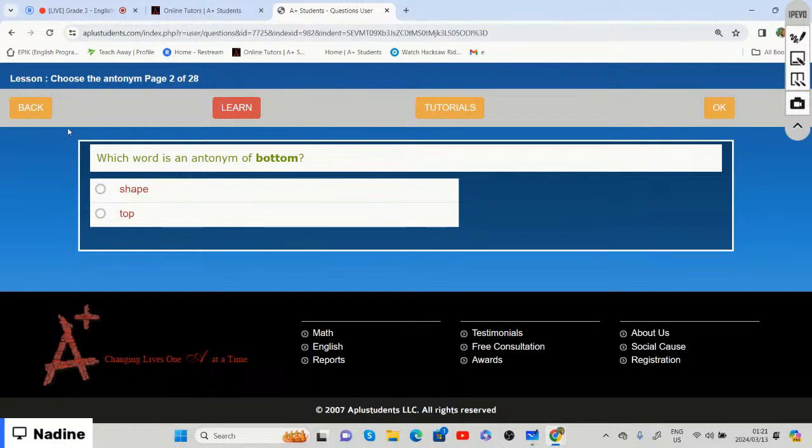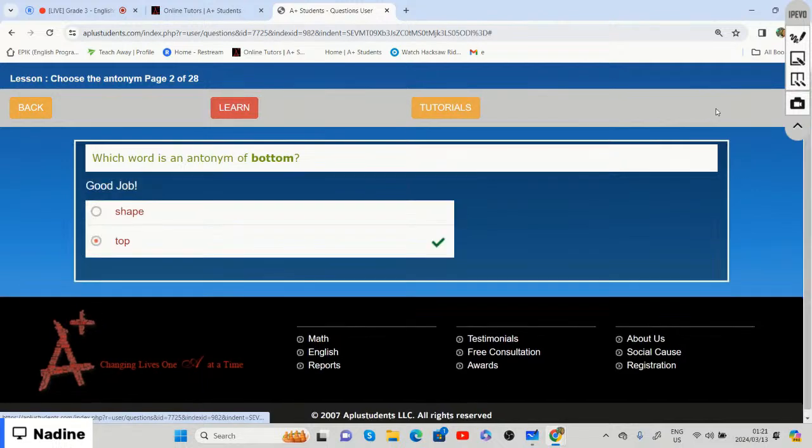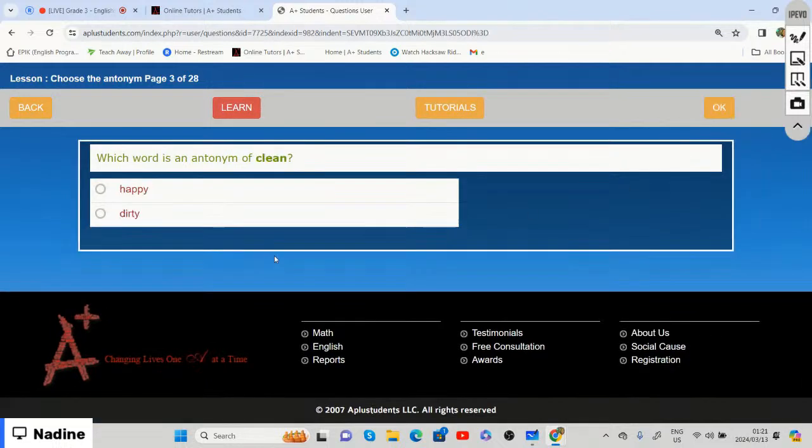All right. So if we see the opposite of bottom, then we can say it is top. So well done. Top is correct.